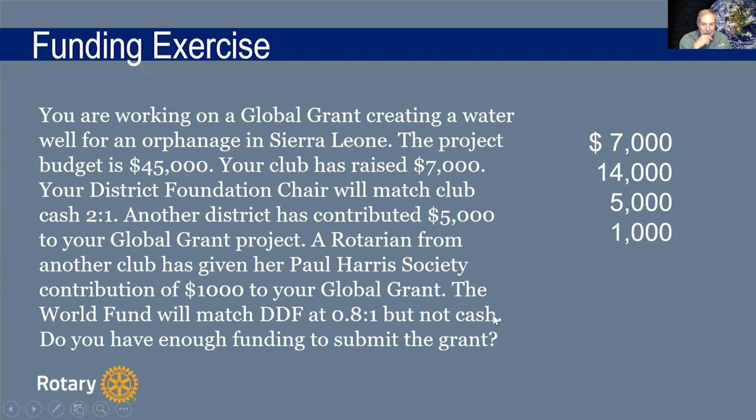Okay, now this gets a little tricky. The World Fund will match DDF at 0.8-to-1, but not cash. So what math do we do here now? What are we getting from the World Fund? Anybody know? How do you find out what you're getting from the World Fund?